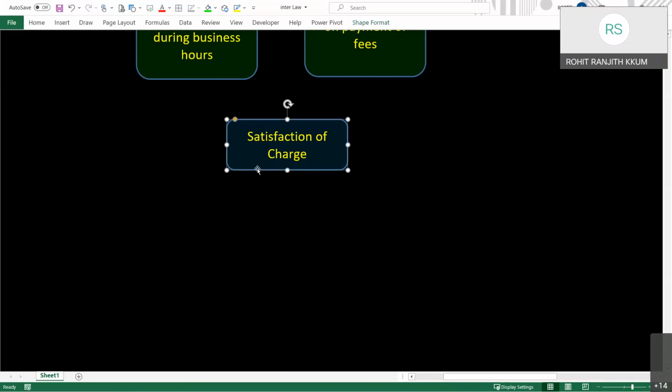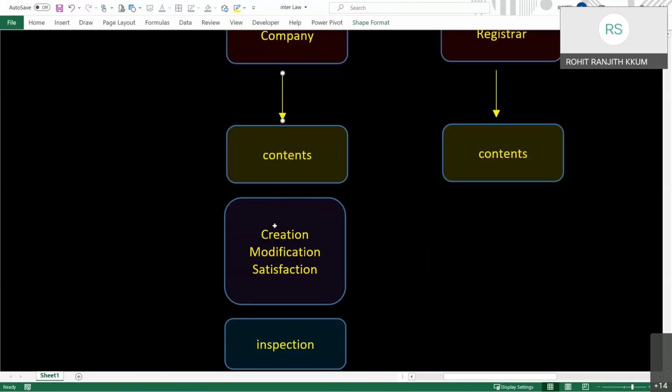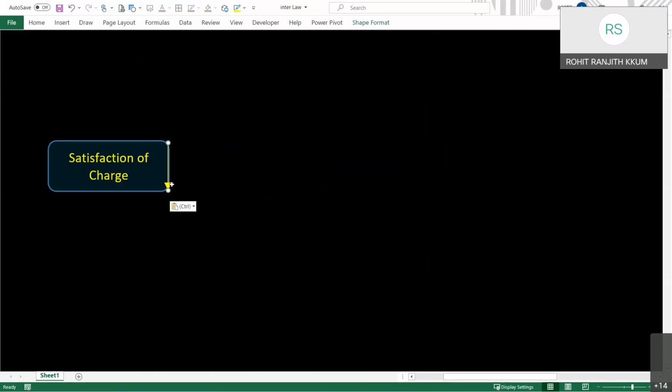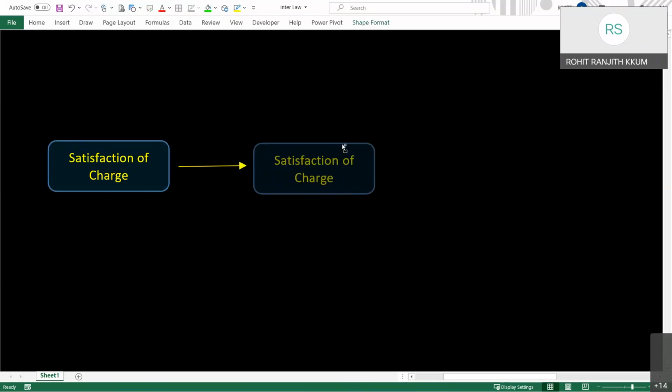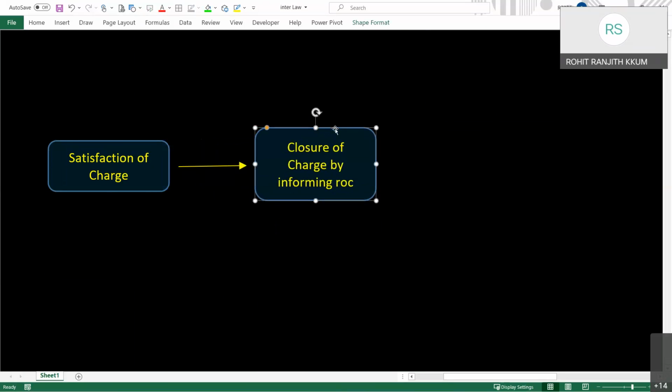All right. So write down over here. What do you mean by the term satisfaction of charge? So here the term satisfaction of charge would mean closing the charge. It means closure of charge by informing ROC. So you're informing the ROC to close it.